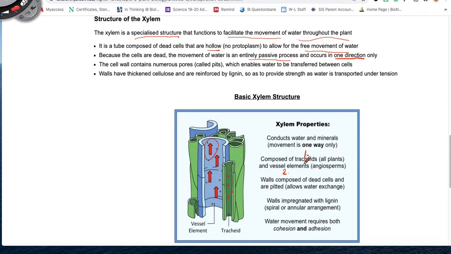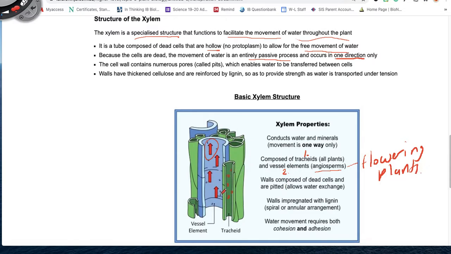All plants have tracheids. Now the vessel elements, notice that they are a little bit thicker, and one vessel element can be fused with another vessel element right on top of it. That is going to allow for a much faster water transport through the vessel elements. Angiosperms have these vessel elements, and if you remember, angiosperms were the flowering plants.